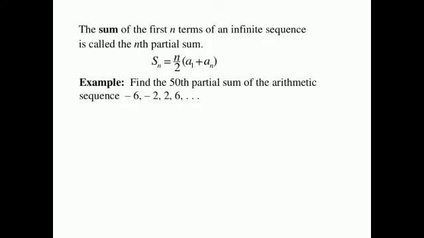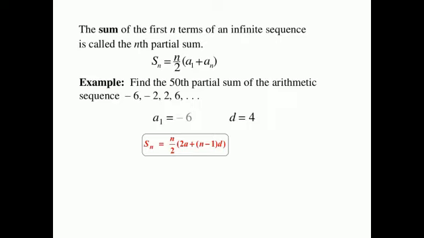Okay. Find the 50th partial sum of an arithmetic sequence: minus 6, minus 2, 2, 6, okay, next one is 10. It is going like that. We have to find the 50th term sum. a is equal to minus 6, d is equal to 4, n is equal to 50. 50 terms, n number is 50.